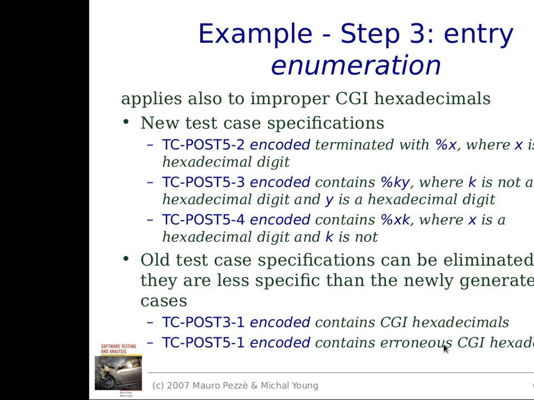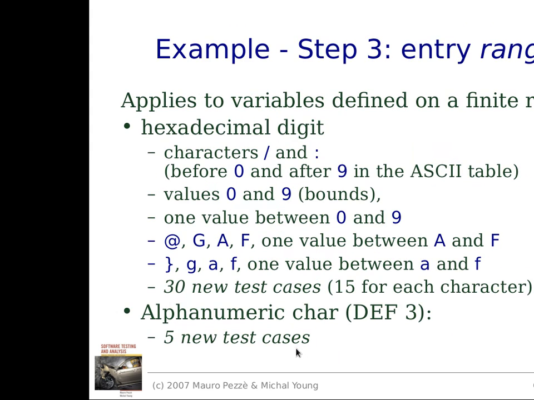Some new test case specifications. So we might want to come up with entry enumeration for encoded with a %x but no y. So that might be test case post 5.2. Another one for 5.3, %ky where k is not a hexadecimal, so that's another test case. 5.4, %xk where again k is not. So those are three different new test cases. Old test case specifications can be eliminated if they're less specific. So 3.1, encoded contains hex, and also 5.1, contains erroneous one. So we kind of eclipsed these by adding these three. So we added 3, took away 2, so we only netted 1. It is good to go back and basically remove some test cases that are no longer needed, and this is very common.